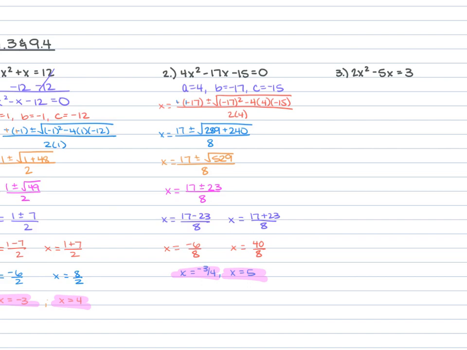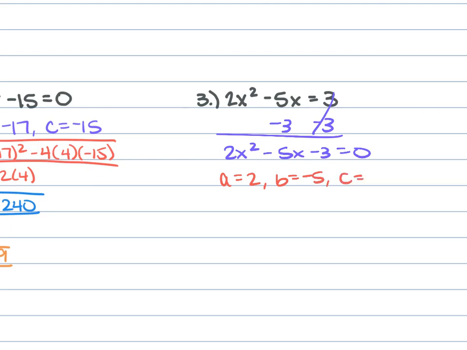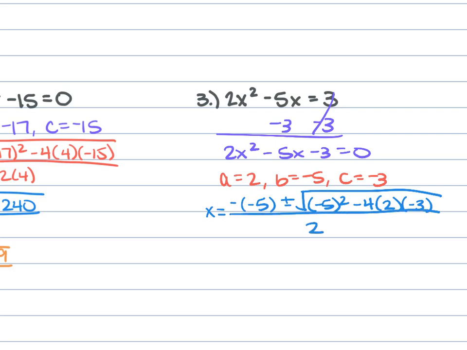For 3, we have 2x squared minus 5x is equal to 3. So we're going to subtract that 3 from each side to give us 2x squared minus 5x minus 3 is equal to 0. So our a is 2, our b is negative 5, and our c is negative 3. Plugging this into our quadratic formula, we're going to have x is equal to a negative times negative 5, plus or minus the square root of negative 5 squared, minus 4 times 2 times negative 3, all over 2 times 2.